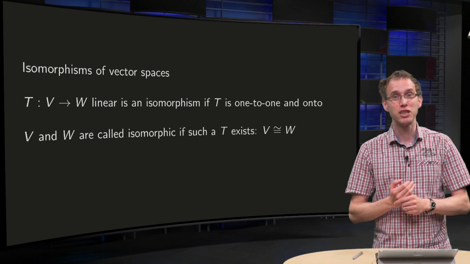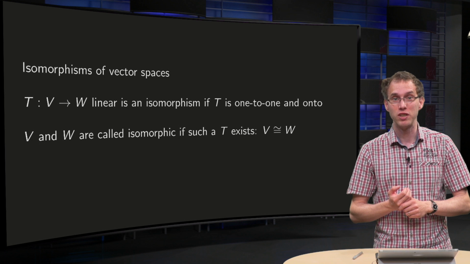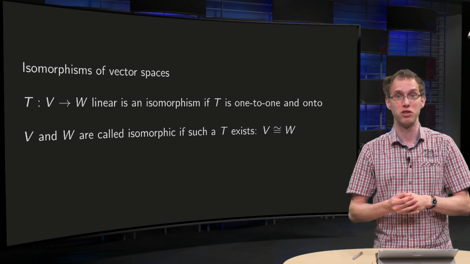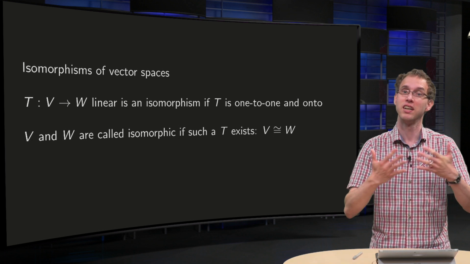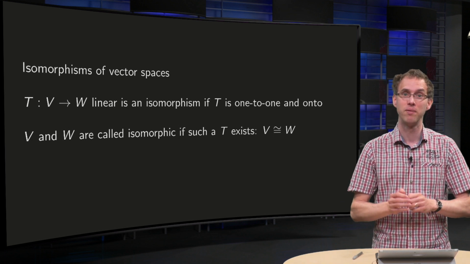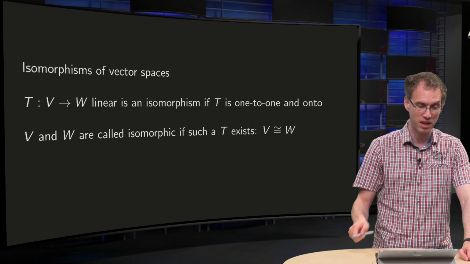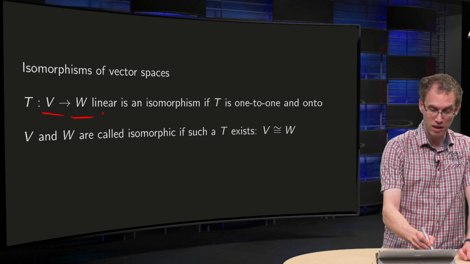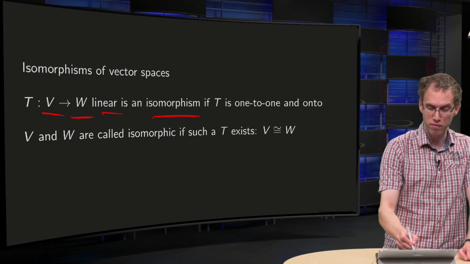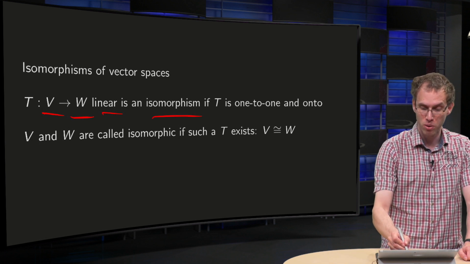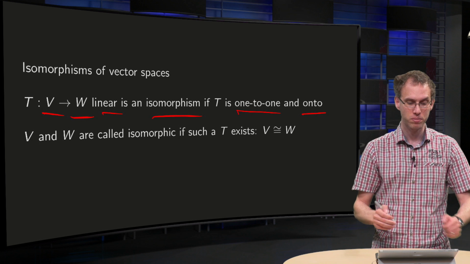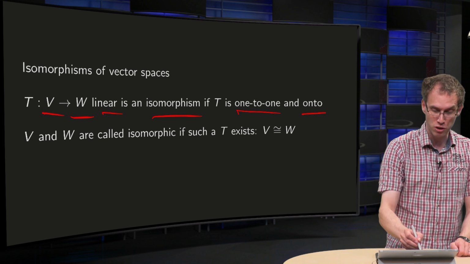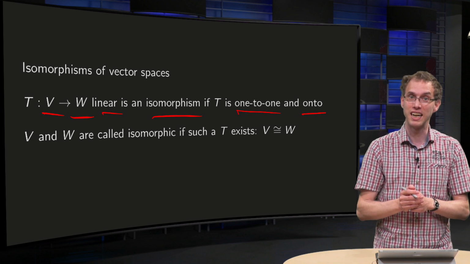The idea actually has huge consequences, because you will see in this video that in fact all finite dimensional vector spaces are isomorphic to Rn. So, what do we exactly mean with that? A mapping T from V to W, T linear, is called an isomorphism if this transformation is moreover one-to-one and onto. And then V and W are called isomorphic if such a T exists.